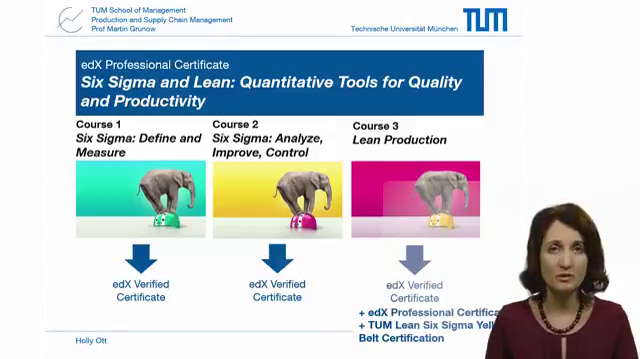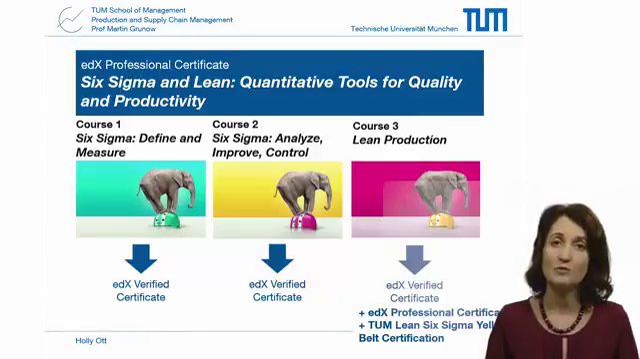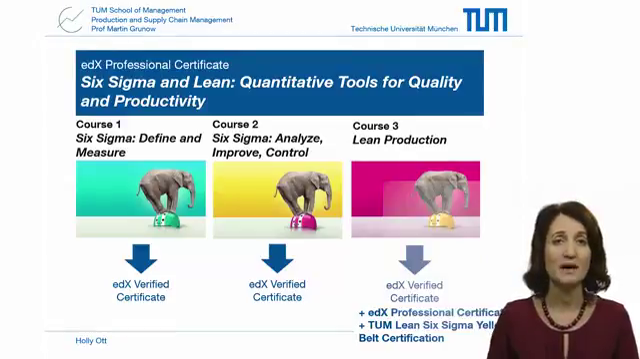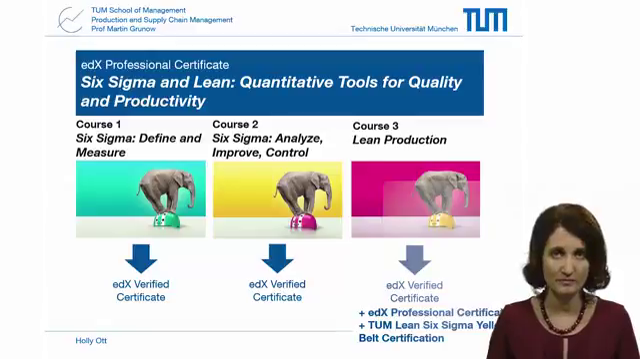It is mandatory that the participant pass and achieve a verified certificate in all 3 courses, and the courses can be taken in any order. The Yellow Belt will be provided as a separate certificate by the TUM Executive Education Center and indicates a mastery of Six Sigma and Lean to a Yellow Belt level.